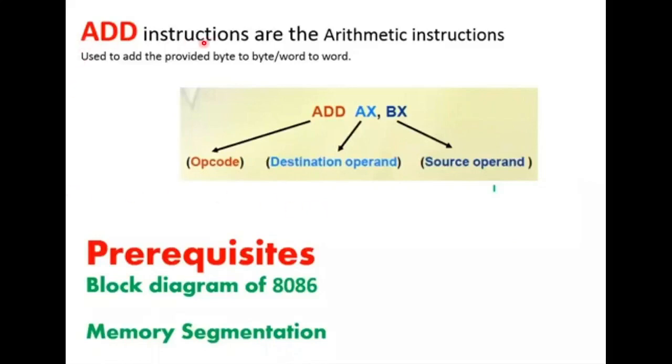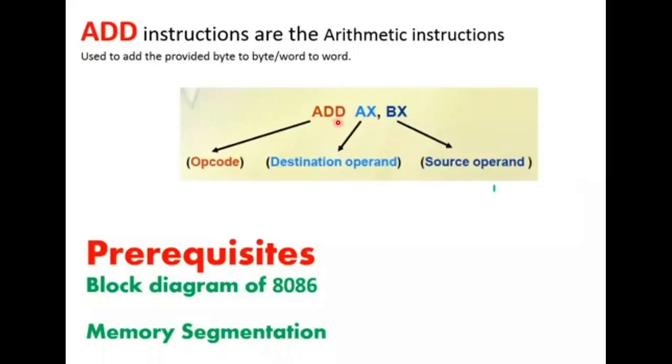So we'll see add instructions, or arithmetic instructions, used to add byte to byte or word to word. Byte means 8 bit value, word means 16 bit value. Here we have given a general instruction to understand which one is operands and which one is opcode.